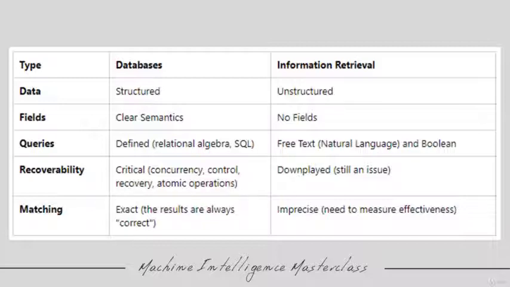Information retrieval systems store unstructured data with no semantics. The queries are free text and best matches are used. There are limited recoverability options for any failures.